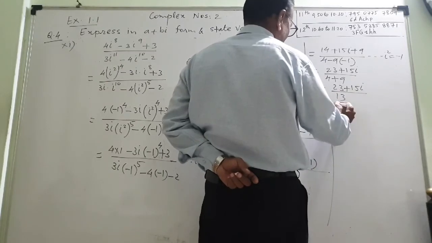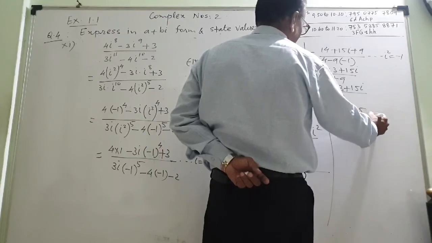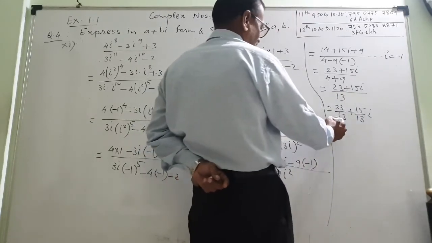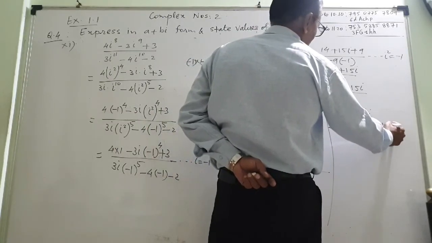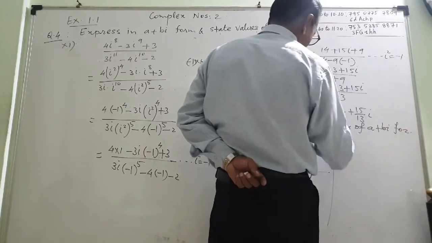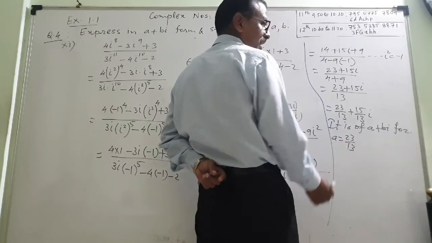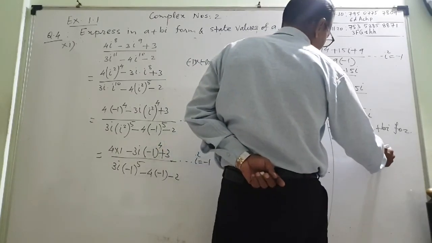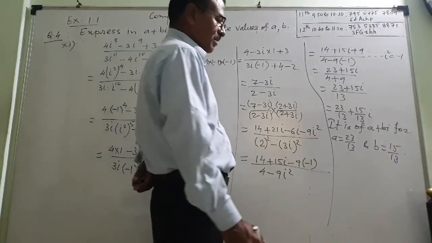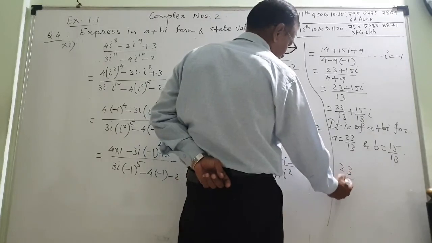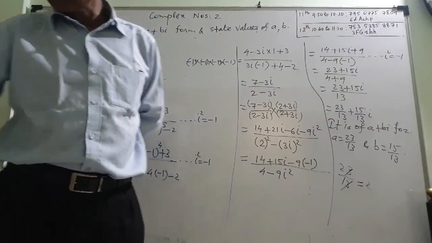That is equal to, separating the denominator, 23 upon 13 plus 15 upon 13 i. It is of the a plus bi form, where a equal to 23 upon 13. Don't cancel this 3 cut. And b is equal to 15 upon 13. So this will be the answer. Somebody will do, sir, 23 upon 13, 3 cut, that is equal to 2. Don't do that.